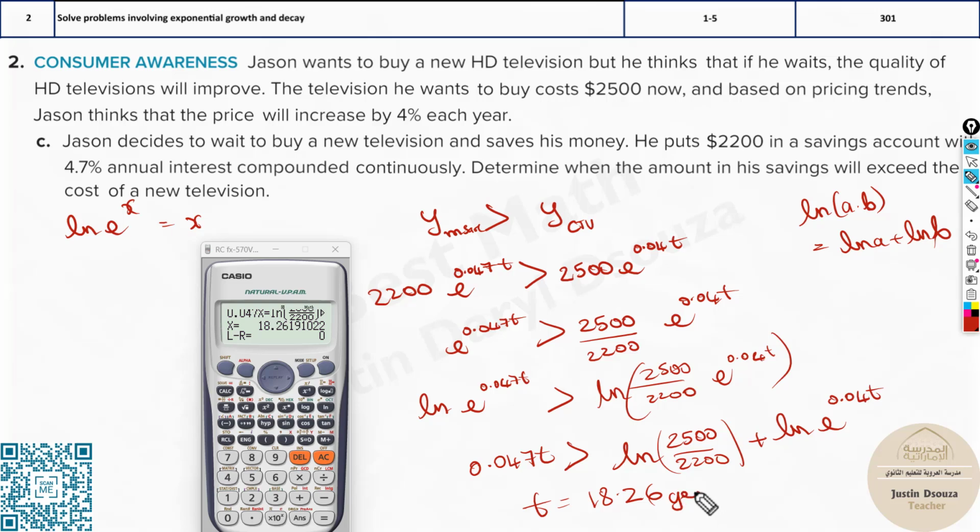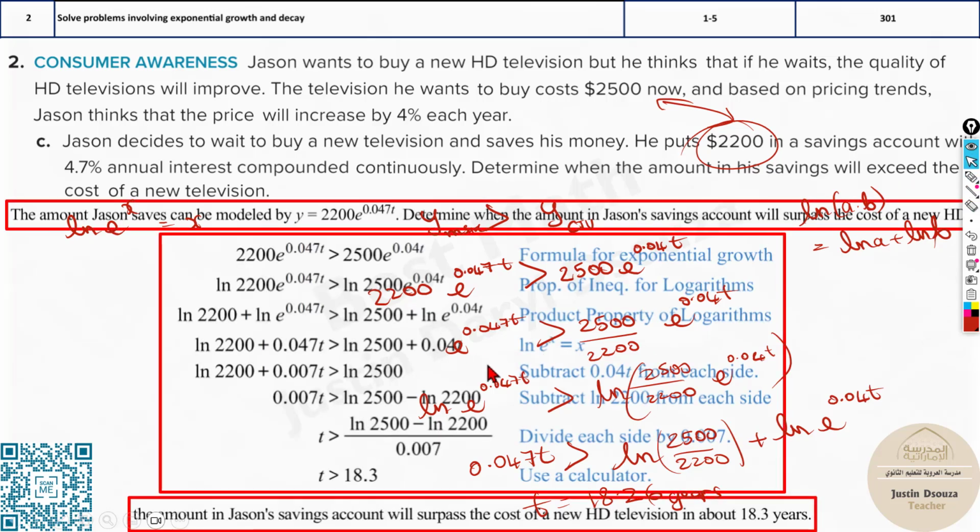18.26 years. So this is the amount of time you will have to wait if this money deposited will match whatever the cost of TV is. That's like forever, you're never going to buy the TV. So practically no one's going to wait so much. But if we put so much money and for all this situation, this will be the time. That'll be the answer over here.